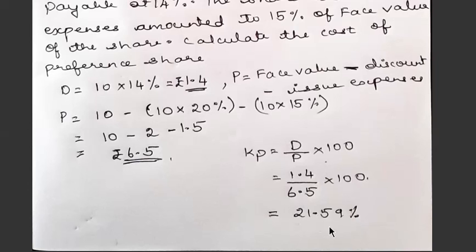This is how you have to calculate cost of preference. The formula is very clear, D divided by P into 100. Only the calculation is about P. D will be simple, it is on face value, multiply the percentage. But P you have to calculate here, it will be the net proceeds. If it is a discount, it is deducted from the face value. If it is a premium, you add it to the face value. And if there are any issue expenses, you have to deduct. Okay, so these things you have to remember. Okay, go through the problem, understand it.